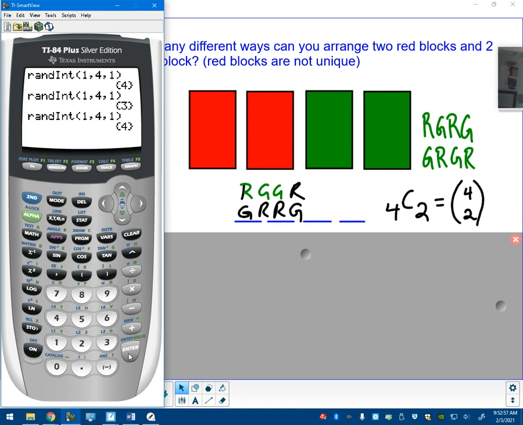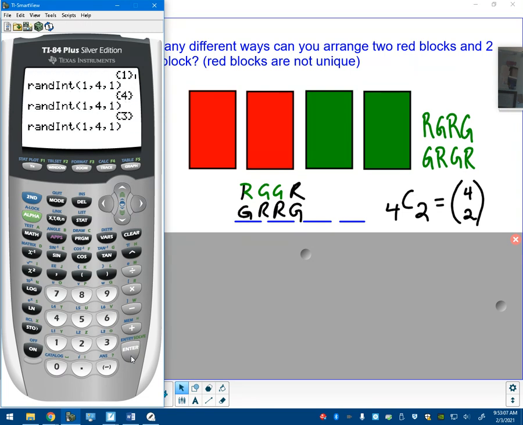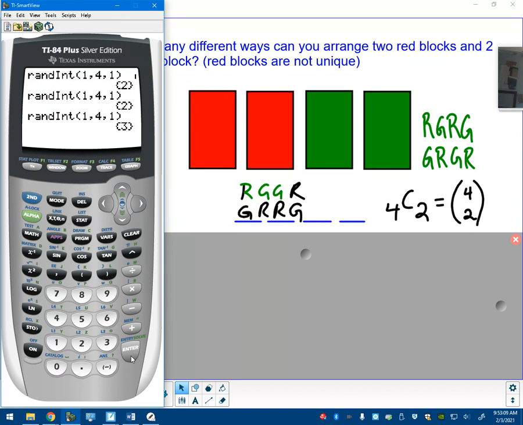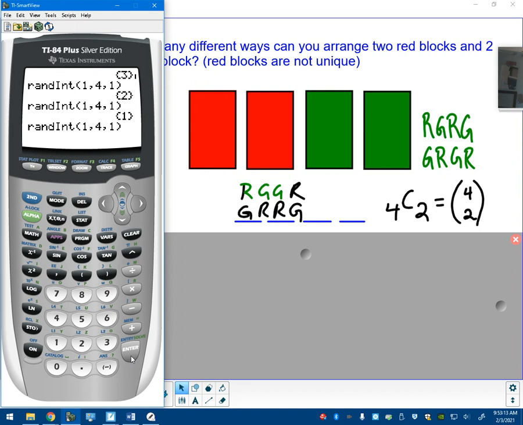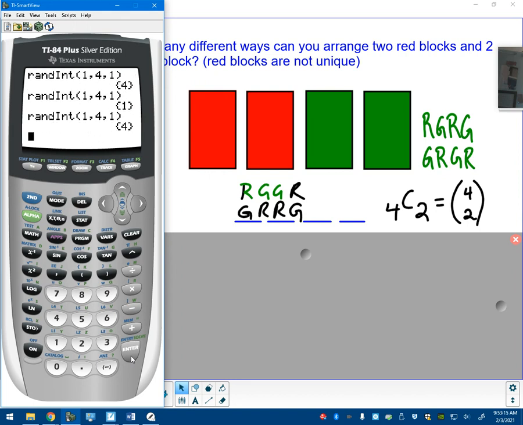I'm going to do 10 of these just to get it warmed up. There we go. That was a lot of horse. Holy cow. Humans are really bad at random. We think you can have 3 2s in a row or something, and it happens all the time.